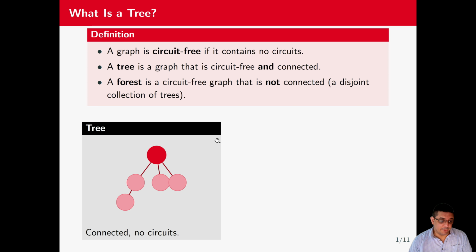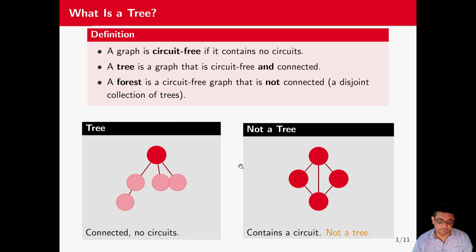Now, let's see an example here of a tree. You can see a bunch of different nodes. One of them is what we consider the root, and then they start branching out. As you can see, they're connected, but they have no circuits. In opposition, this is not a tree, because it contains a circuit.